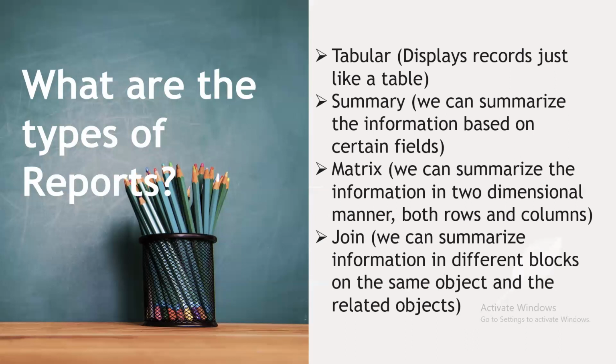So next one will be joined reports. What is in joined reports? We can join two objects. We can summarize the information in different blocks on the same object, and also on related objects. So by using joined reports, we can summarize the information in blocks.